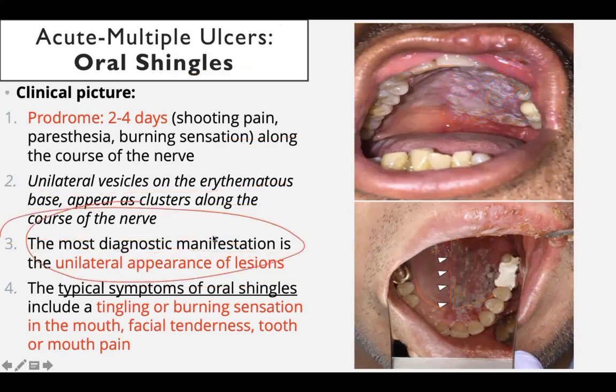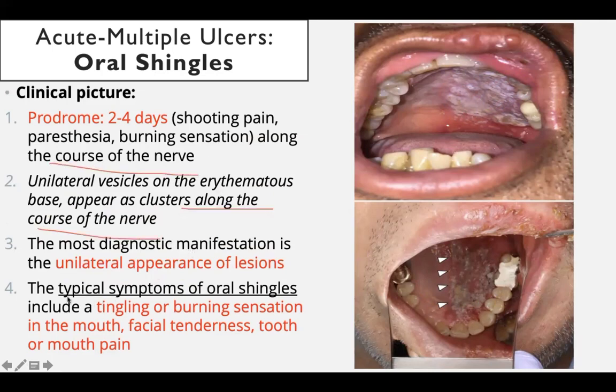Why do I make a mess? So that you can see through the mess and try to read it. This will at least make you read once. That's why I make a mess. Unilateral appearance of lesions, because it is along the course of the nerve.